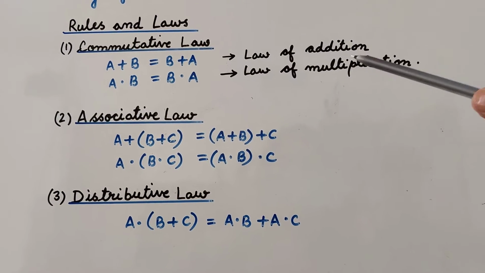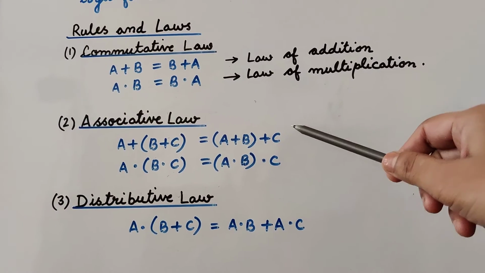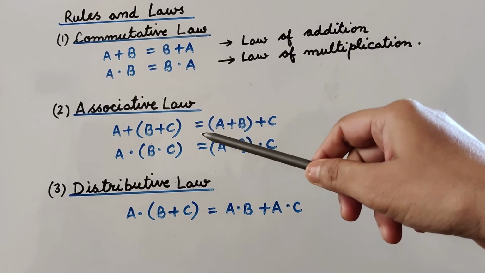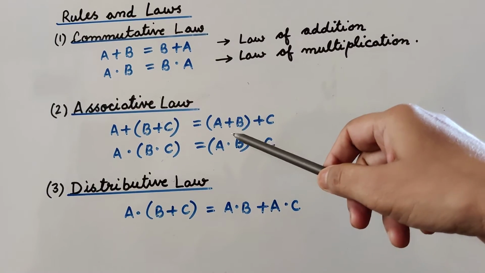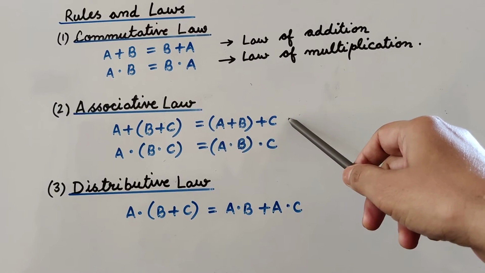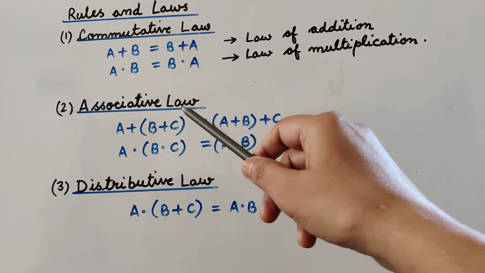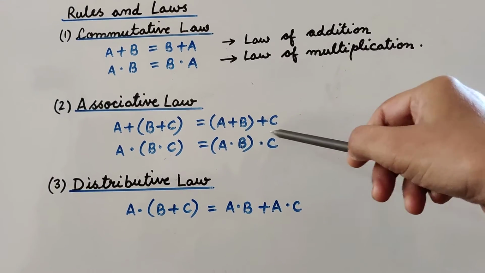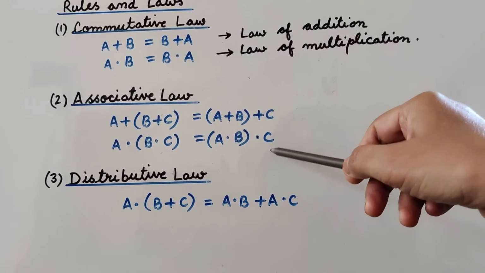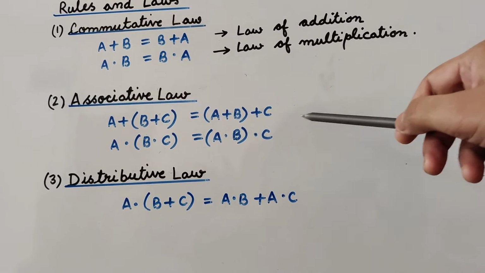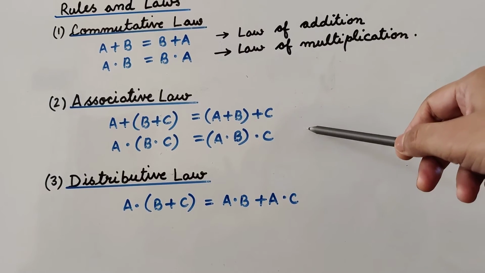The next law is the associative law. Associative law states that if we add b plus c and then add a to it, then the answer will be the same as when a plus b is added with c. So a plus (b plus c) will be equal to (a plus b) plus c. Similarly, in case of multiplication also, a dot (b dot c) will be equal to (a dot b) dot c. This is the associative law.